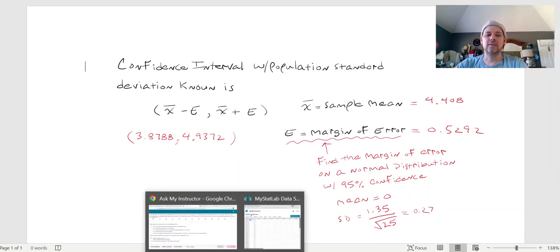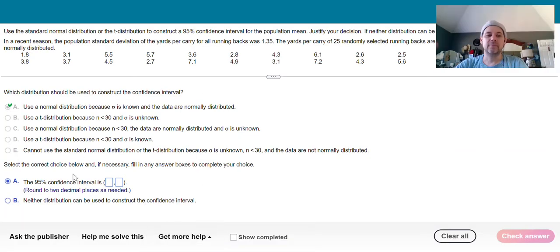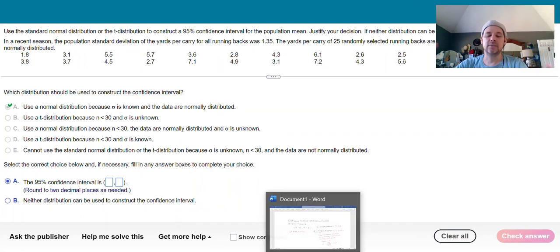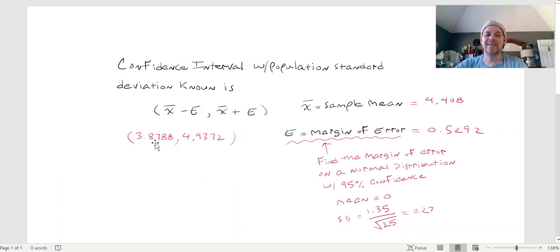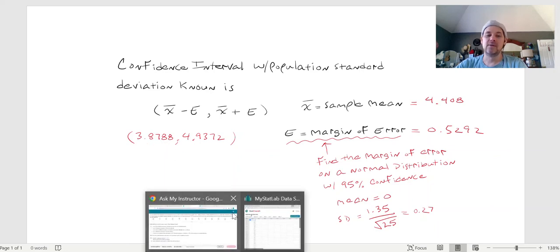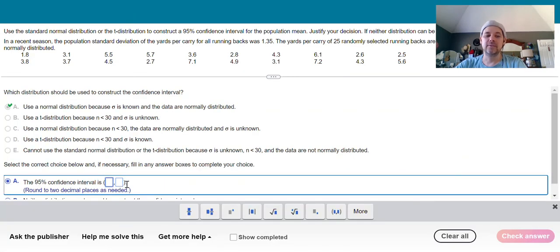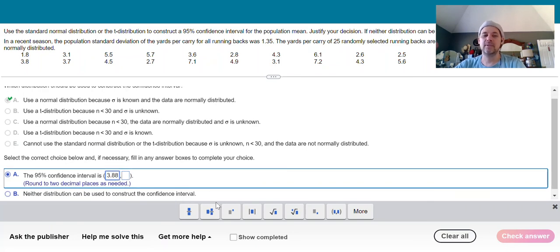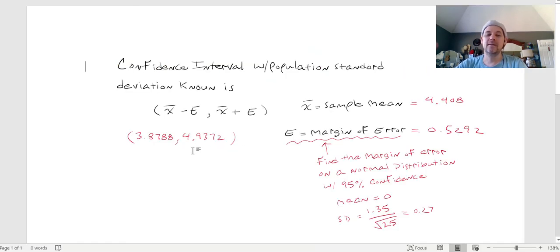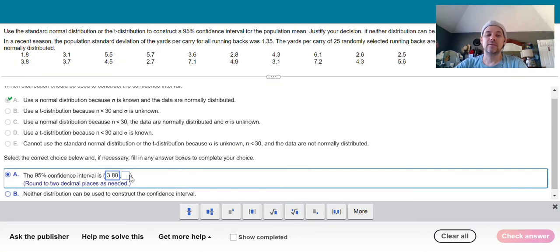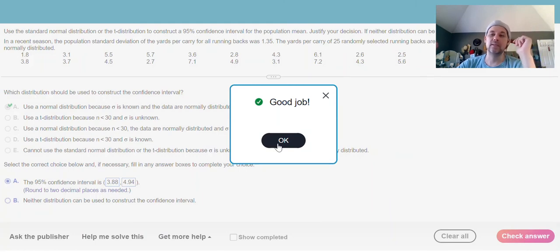So, well, let's see. Let's put that in. I'm not sure about the rounding. So 2 decimal places. Okay, so on the low end, 3.878 to 2 decimal places is 3.88. So let's say 3.88. And then on the high end, 4.937 to 2 decimal places is 4.94. So 4.94. And then we'll have a look, and so that's right.